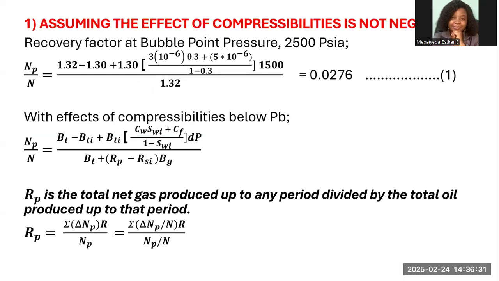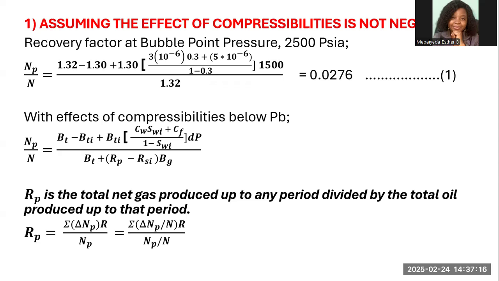Okay, so the effect of compressibility here was not negligible. We added it here, and that's where we have that plot of NP over N that we got. Here it was not; this is at the bubble point pressure. At the bubble point pressure, remember your RP also equals RSI. That's why we have just this as the denominator. Below PB, you have this, and then you estimated your RP. So here it is not negligible. Your CW, your CF, rock compressibility, and water compressibility below the bubble point pressure.